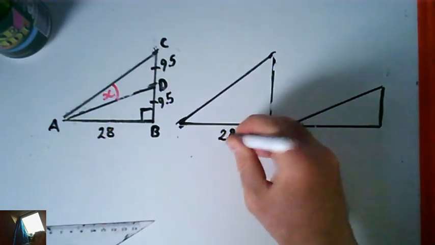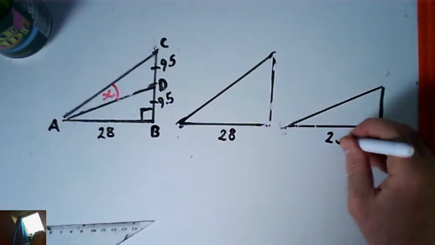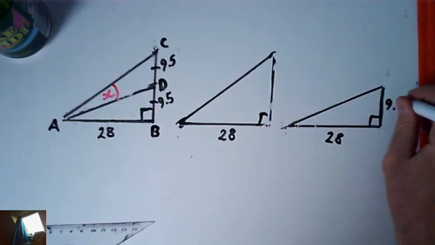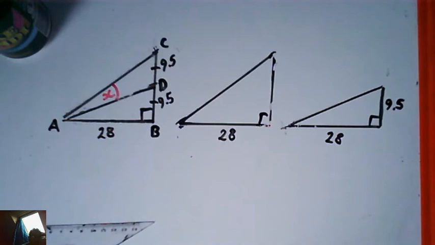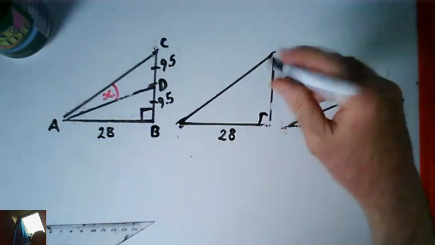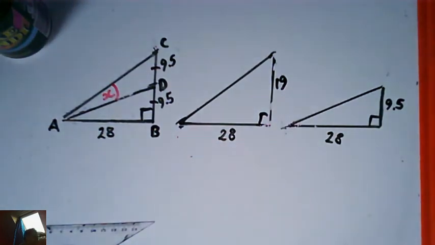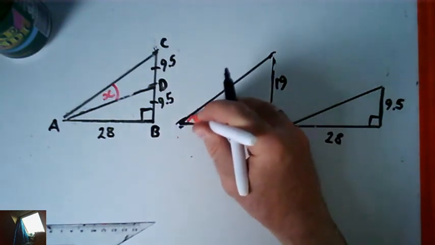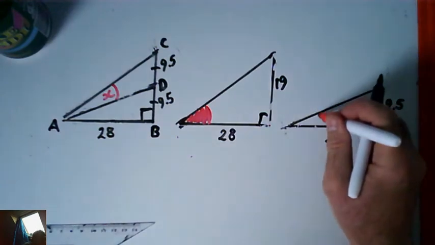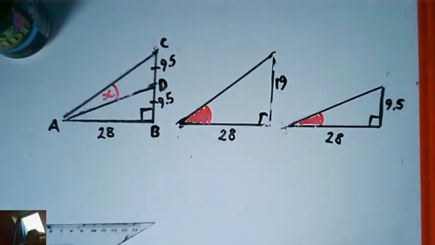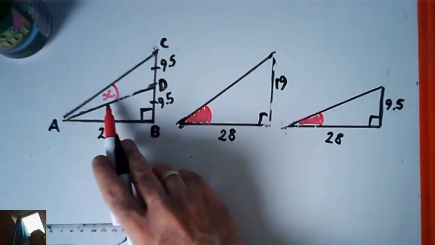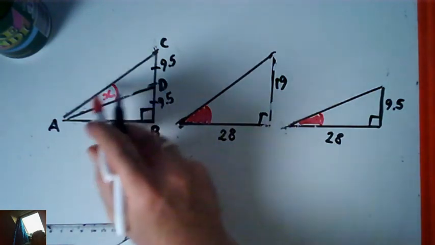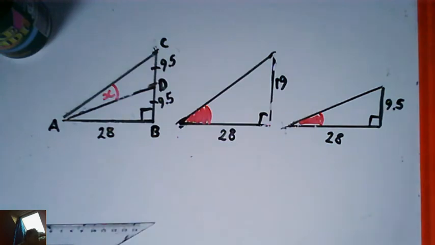So that is 28 there. They're all 28 on the base. They're all right angle triangles. This one's 9.5 at the side as it was before, and this is the full 19. I'm going to try and find out this angle in the big triangle, and this angle here in the little triangle, and the x that we're trying to find out should be the difference between the two, because it's that whole big angle, take away that bit, leaves you with the x. So that's the idea of this.